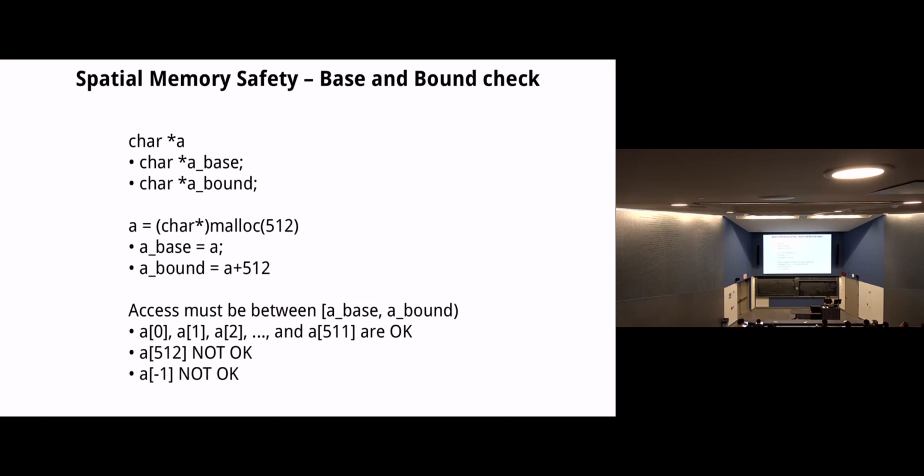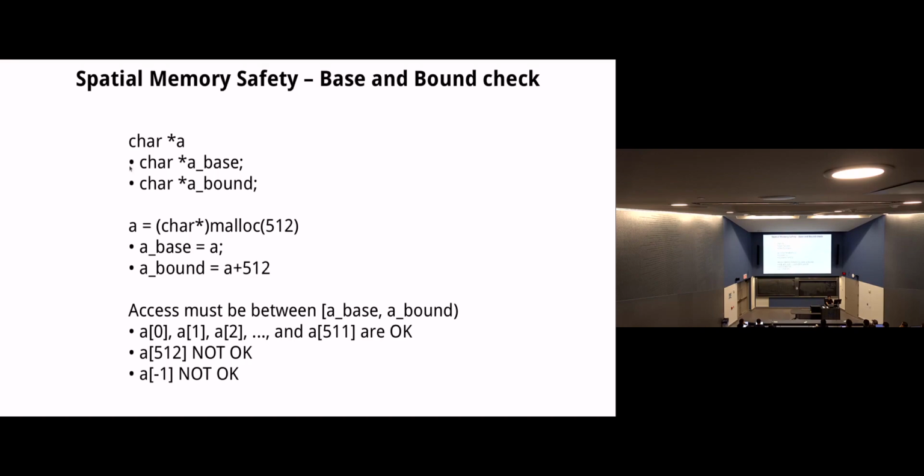So when the compiler sees a pointer like this, the compiler can generate two more pointers. One is called a base pointer for this, and another one is called a bound for this. So if we allocate some heap memory and let A point to this heap memory, we can do a malloc. So here we ask for 512 bytes, and A points to this.